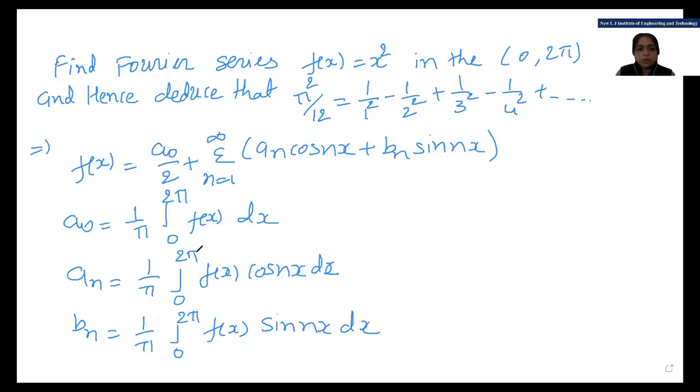This formula you have to remember. Okay, every time I will not recall this formula for you. Okay, so let's start with the solution. For the solution of this question, our function is f of x is equal to x square. First we have to find the coefficient constant a0, then an, then bn, and all three values of a0, an and bn we have to substitute in our original formula for the Fourier series, that is a0 by 2 plus summation n 1 to infinity an cos nx plus bn sin nx. So let's start the solution.